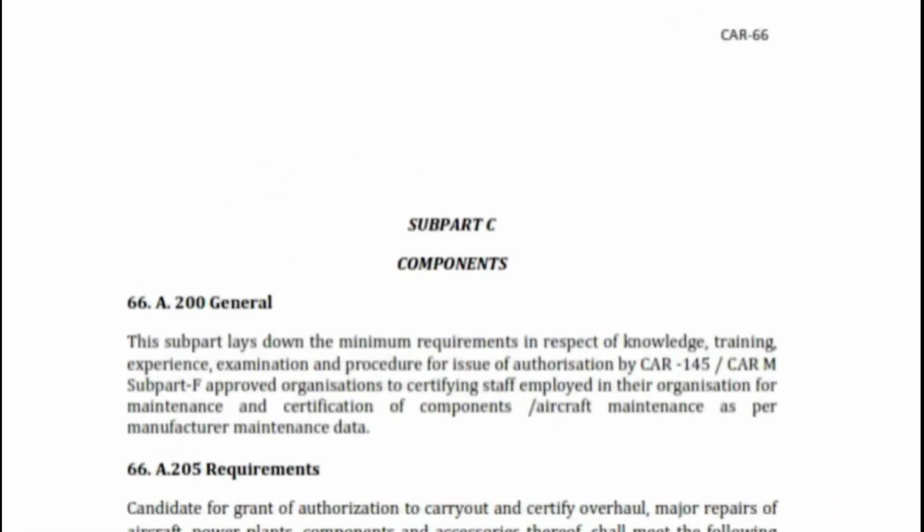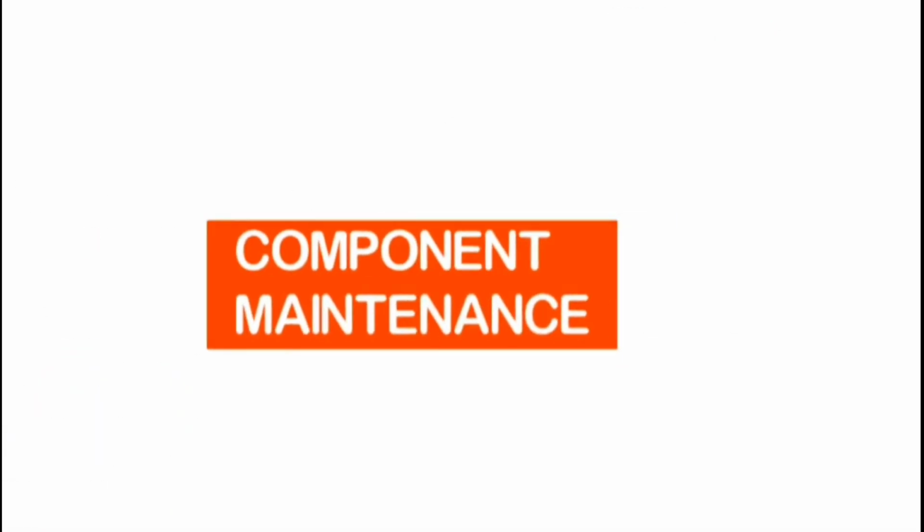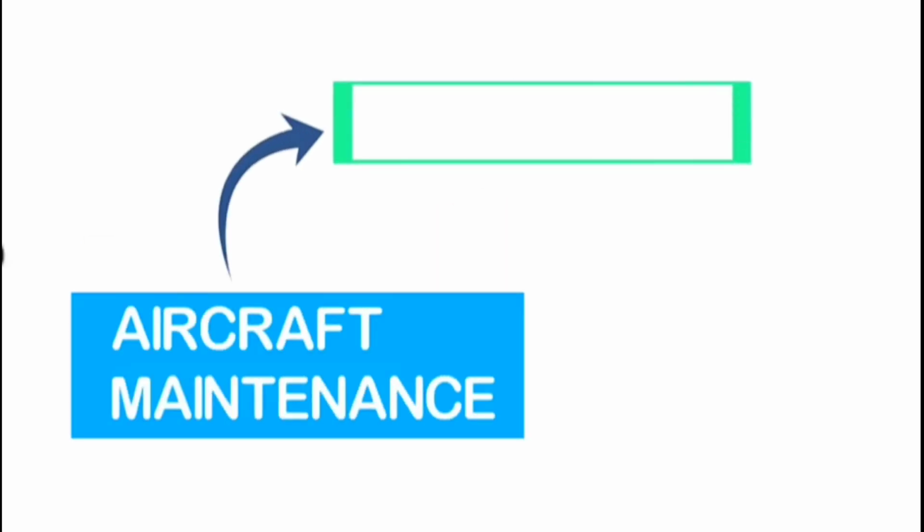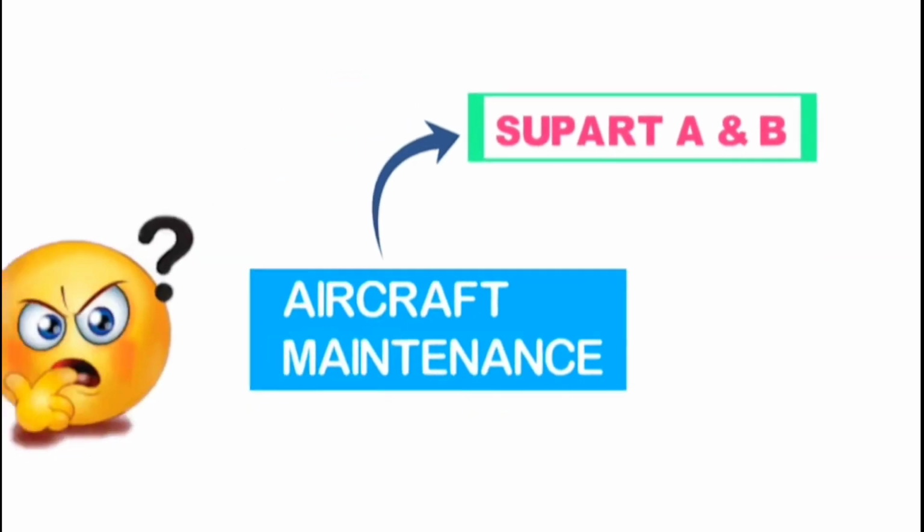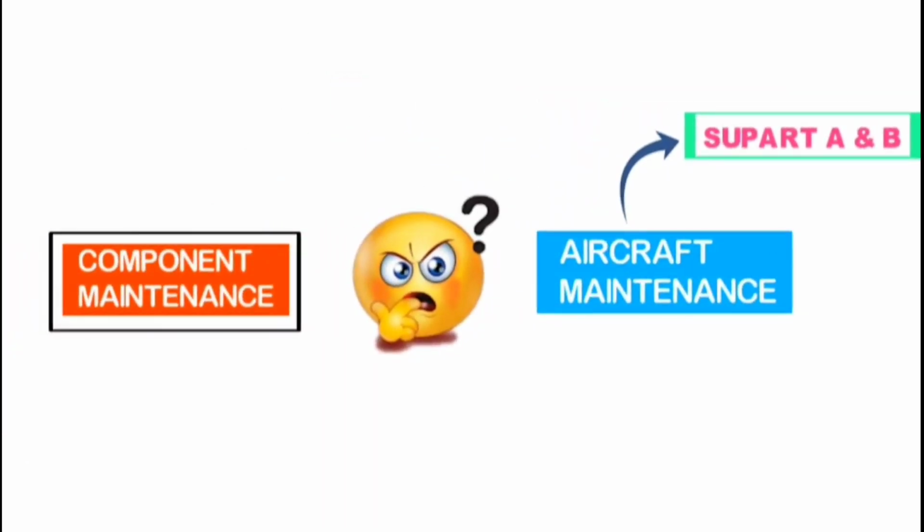Subpart C. Subject is component. Now this subpart is all about component maintenance. Don't get confused between aircraft maintenance and component maintenance. The requirement of aircraft maintenance we have studied in subpart A and subpart B. Now then, what is component maintenance?